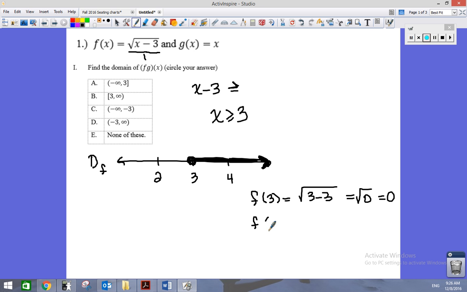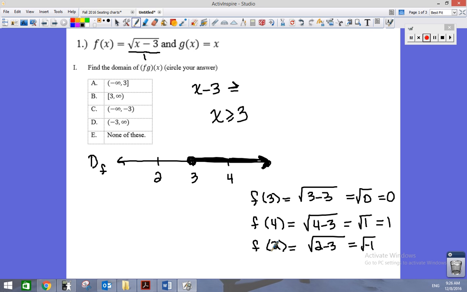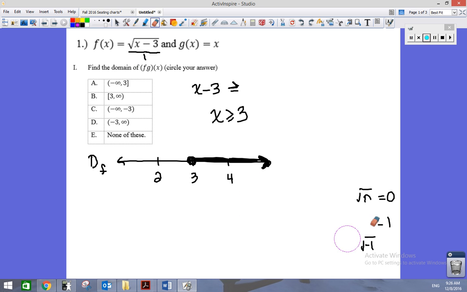If I want to input 4 from the domain into this function, then I'll have 4 minus 3. 4 minus 3 is 1, and the square root of 1 is 1. But if I pick numbers like 2 that are not in the domain, then I have 2 minus 3, and 2 minus 3 is negative 1, and that's undefined. I don't have a y value, so I can't have 2 in the domain, and that's why we didn't shade it. Alright, we're going to use this answer to help us get our final answer.